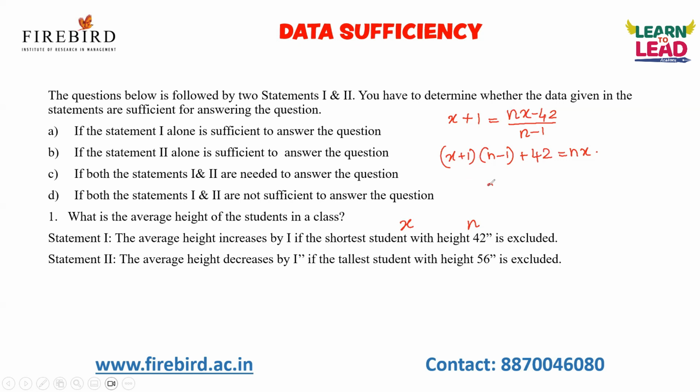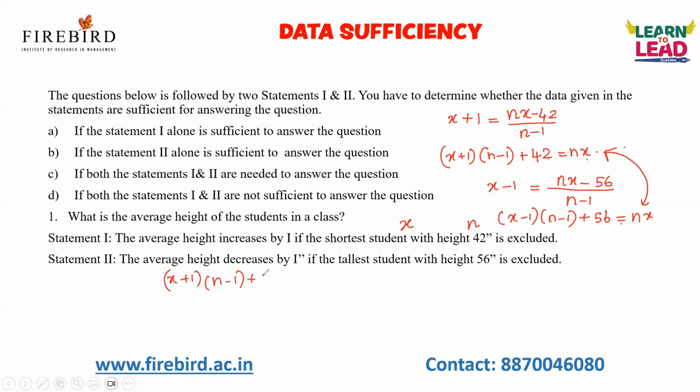Next statement: the average height decreases by 1 if the tallest student, whose height is 56, is excluded. Same, from nx I exclude 56, and I exclude one student. So (x minus 1) into (n minus 1) plus 56 is equal to nx. So in both statements, the right hand side is equal, so you can equate the left hand sides. So (x plus 1) into (n minus 1) plus 42 is equal to (x minus 1) into (n minus 1) plus 56.